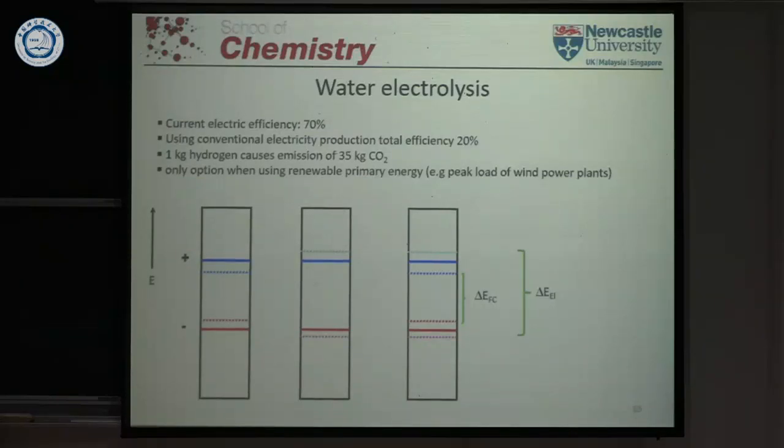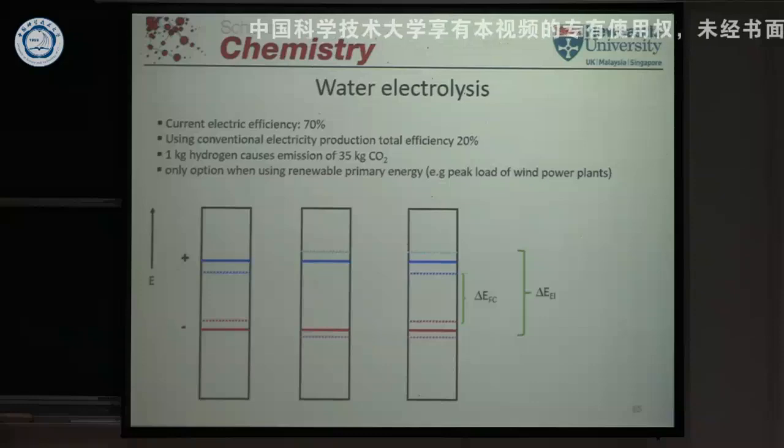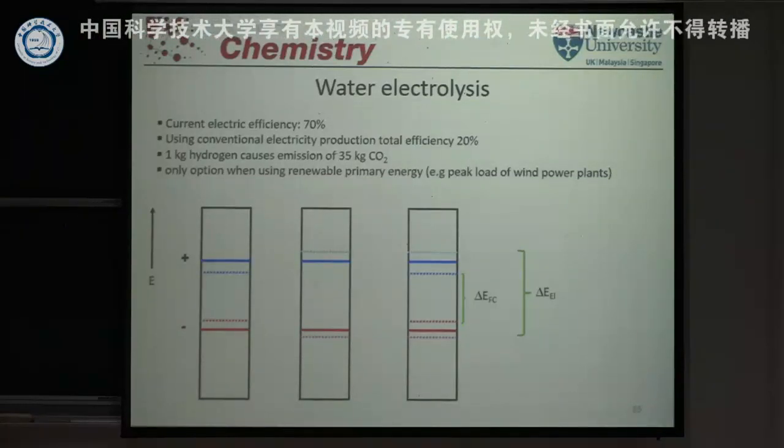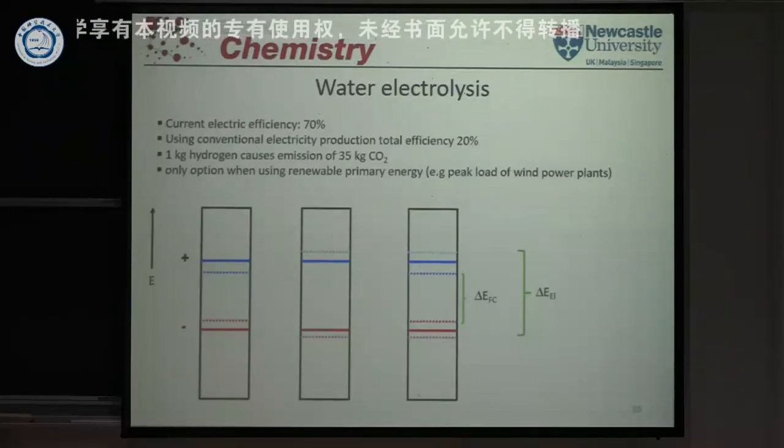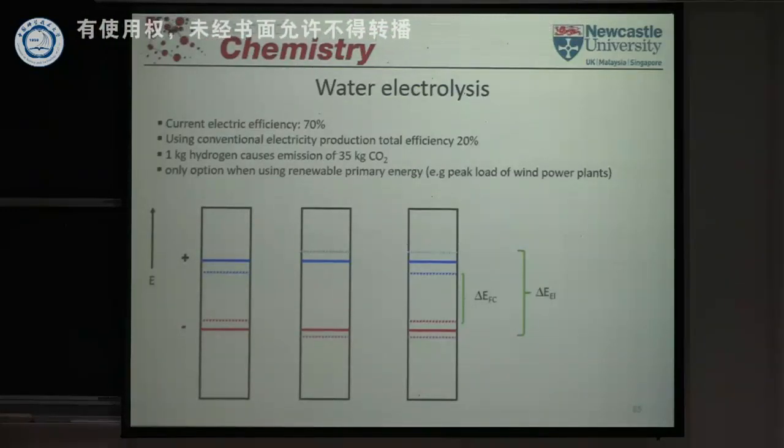So you always have to be aware that when you use electricity, the making of that electricity is or may be associated with the emission of CO2, because when you have a carbon fuel, let's say a coal power plant, then every kilowatt hour produced is connected with an emission of CO2. So the only way of doing this without all this emission would be using renewable primary energies, for instance peak loads on wind power plants and so on.